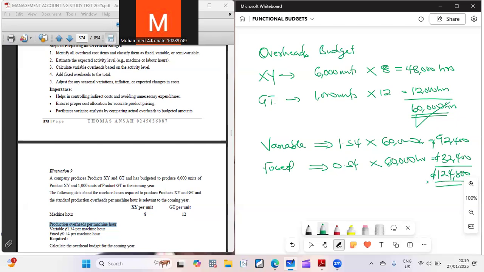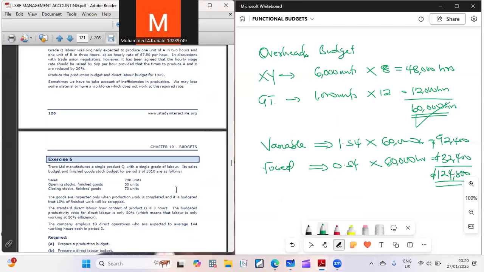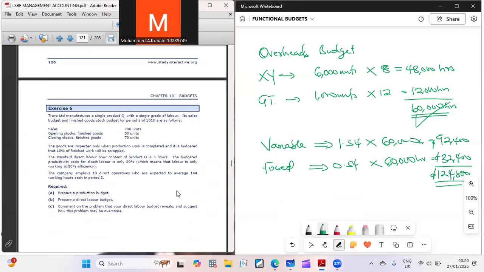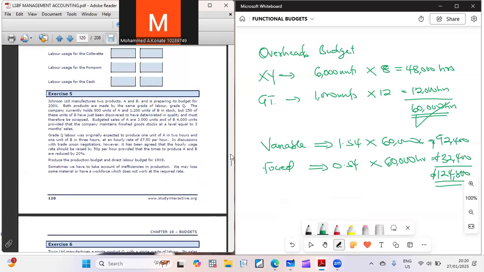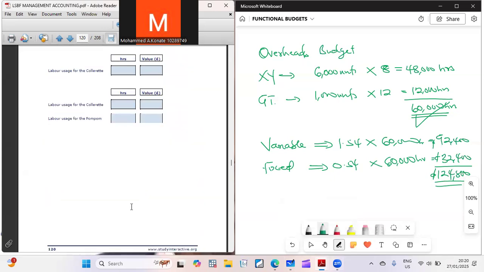So for the overhead budget, find out what you need per machine hour or per whatever hour. Then when you sum them, you can multiply by the figure that you have, and there you go. All right. So basically that is that. Now let's repeat this in the other examples that we are doing if we have overheads. I think we don't have such yet. So basically that is how it goes.